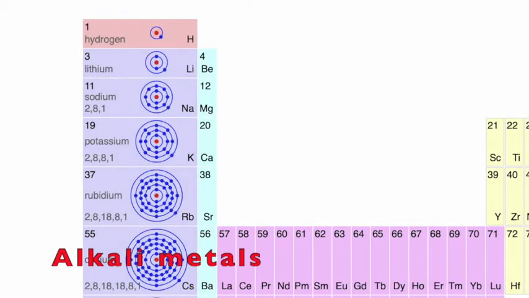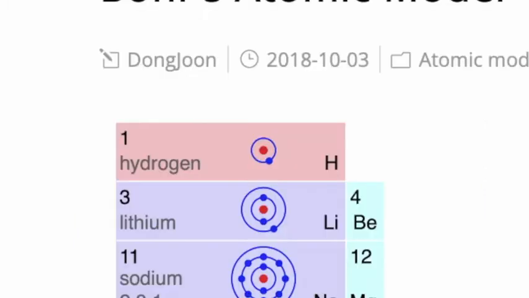All the way to the left is the alkali metals group. These elements have 1 valence electron, and it's very easy for them to lose an electron because if they do, they will have a full outer valence shell. They will have a complete octet, and this makes them very stable.